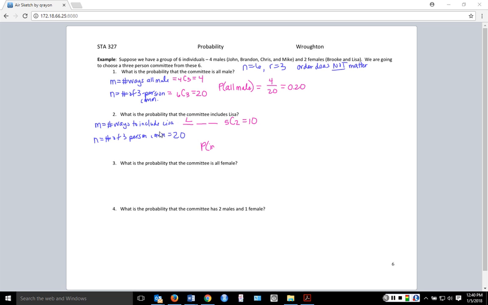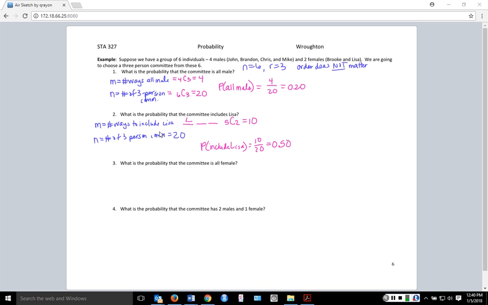So the probability that we include Lisa is 10 out of 20, or 50%. And I like this example because it makes intuitive sense. There are 6 total people and a 3-person committee. There's a 50% chance to include any individual person, because that's what 3 out of 6 is. So it makes intuitive sense.